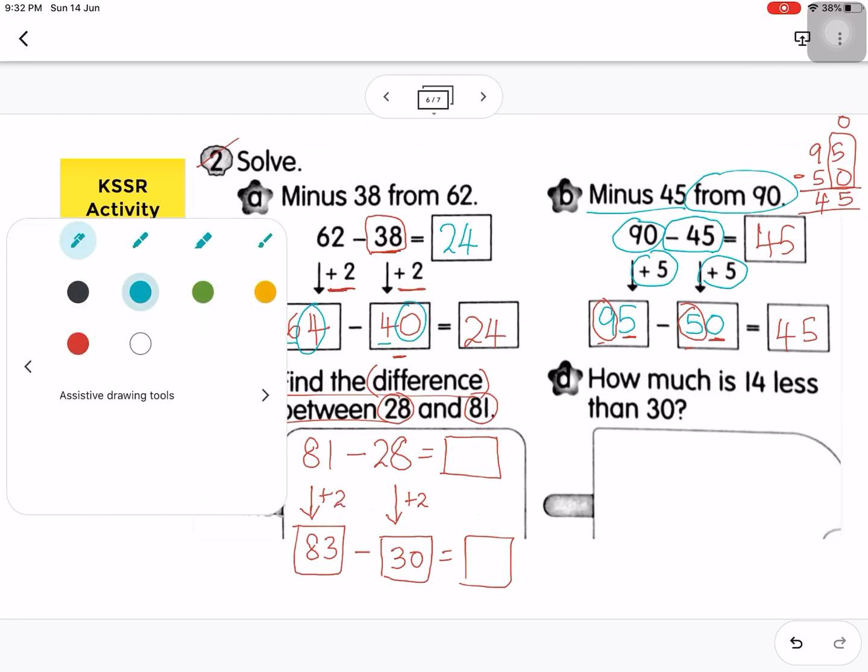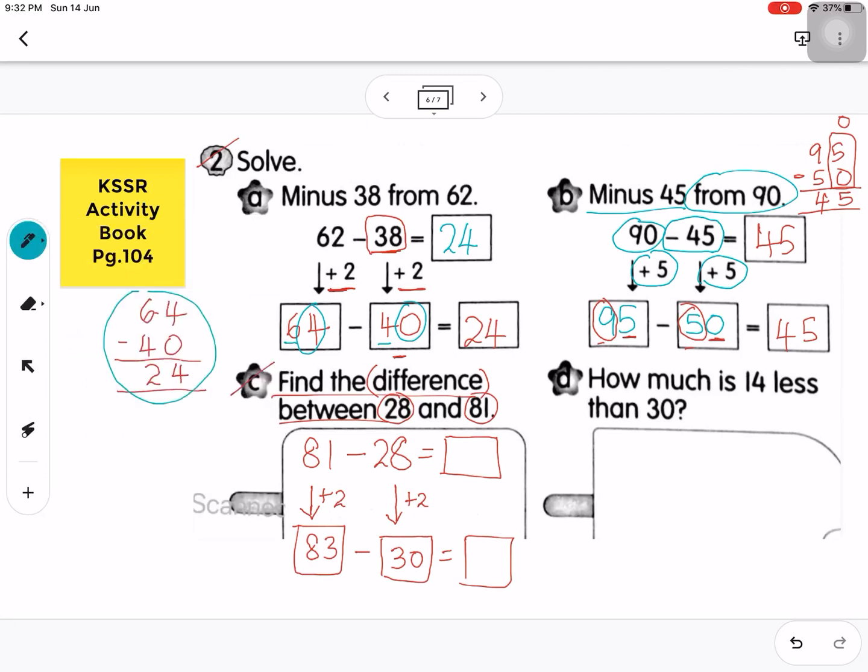So without the standard written method, I also can find the answer. 8 minus 3, 8 take away 3 is 5. 8, 7, 6, 5, go back 3 steps is 5. Then 3 take away 0, I will get back 3, because 0 is nothing. The answer is 53. Without the borrow and regroup, we also can find the answer. Is it amazing? This is a different type of strategy.